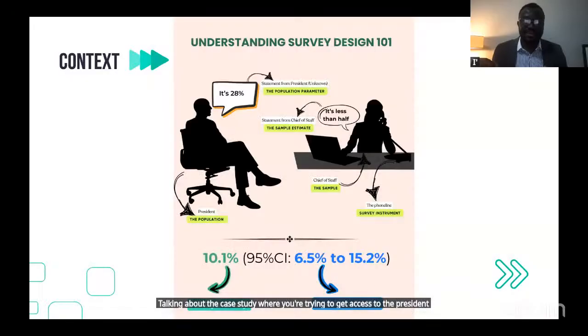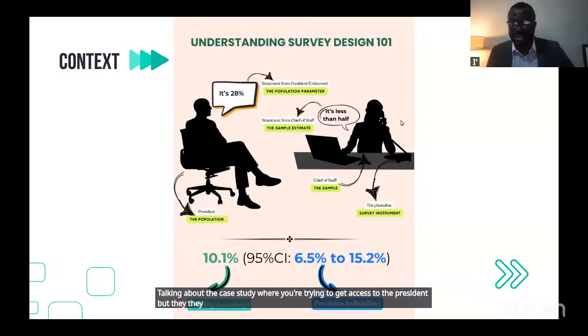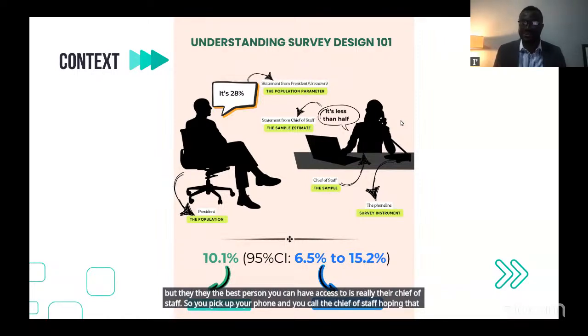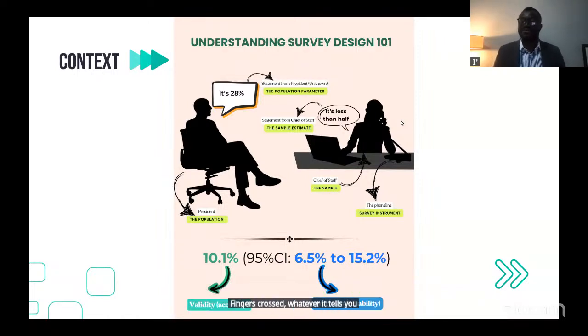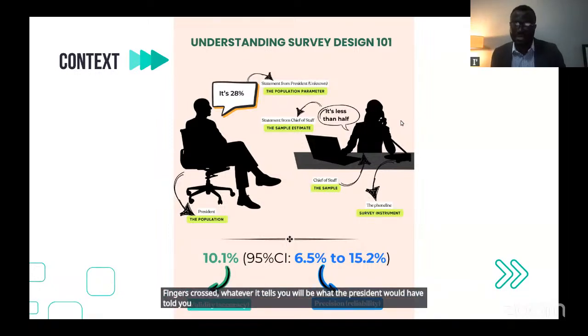But the best person you can have access to is really their chief of staff. So you pick up your phone and you call the chief of staff, hoping, fingers crossed, that whatever he tells you will be what the president would have told you if you were speaking to the president, right? If we understand this analogy, then we understand everything about study design and why we pay attention to certain things.